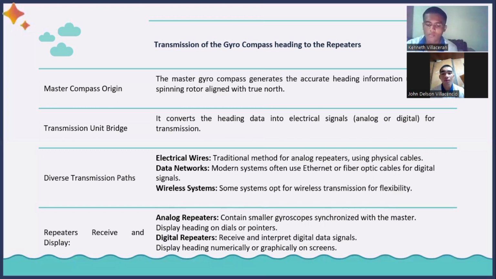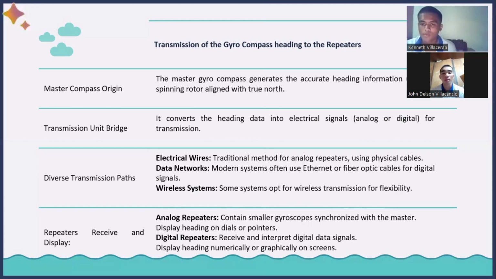Electrical wires, traditional methods for analog repeaters using physical cables. Data networks. Modern systems often use Ethernet or fiber optic cables for digital signals. Wireless systems. Some systems offer wireless transmission for flexibility.